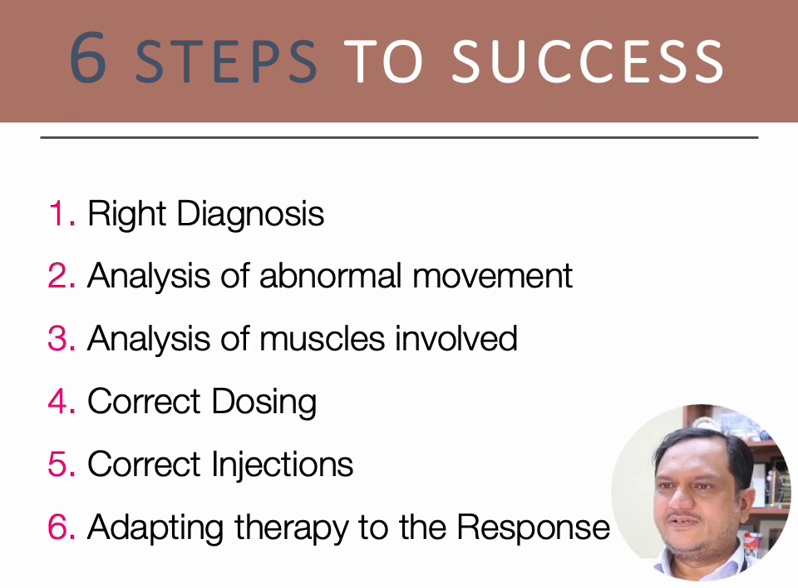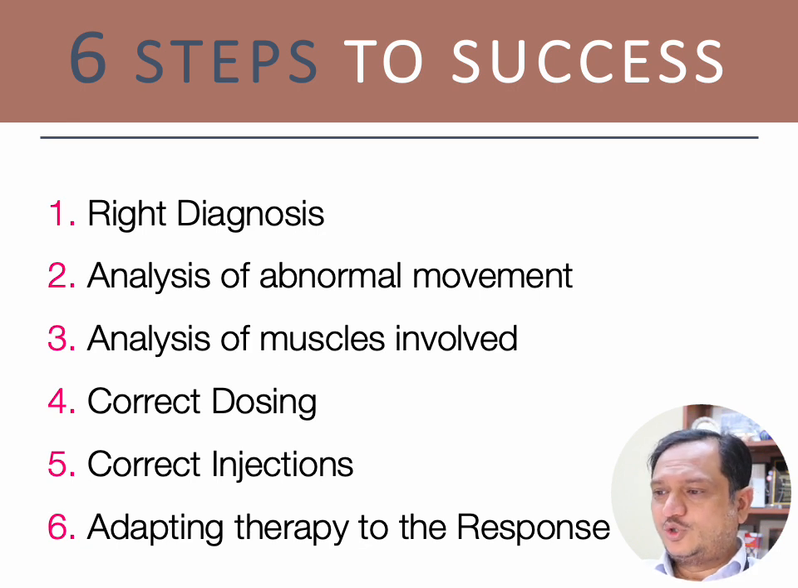The type of muscles involved, the type of movement, dystonic movement sometimes can be confusing. You need to do the analysis of abnormal movements to figure out which muscles are involved. You need to do analysis of muscle involvement in terms of more or less involvement, asymmetric involvement.